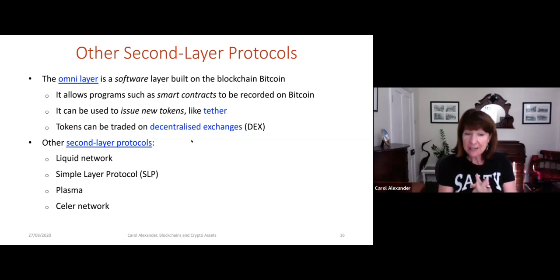And there are other second layer protocols you can find out about: the Liquid Network, Simple Layer Protocol, SLPs, Plasma and Stellar Network. And again, there are links to more information about the Omni layer and the second layer protocol in your lecture notes.